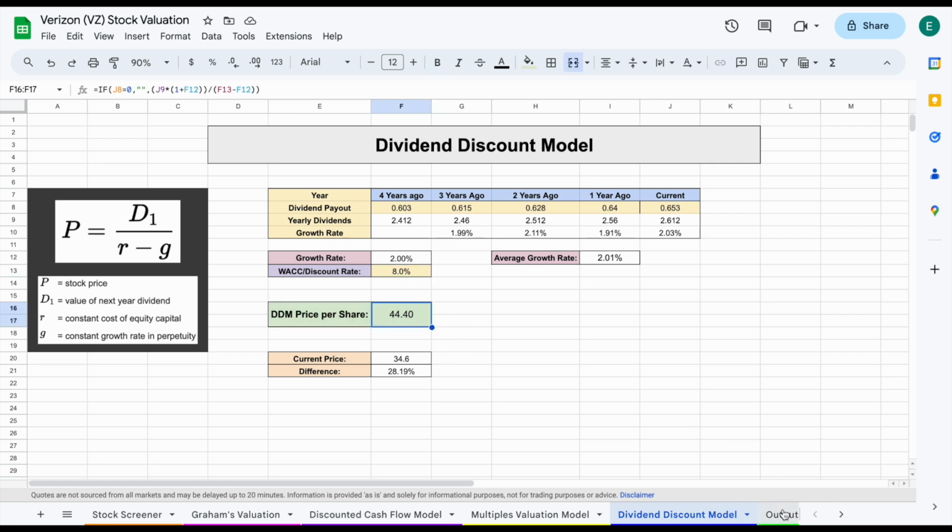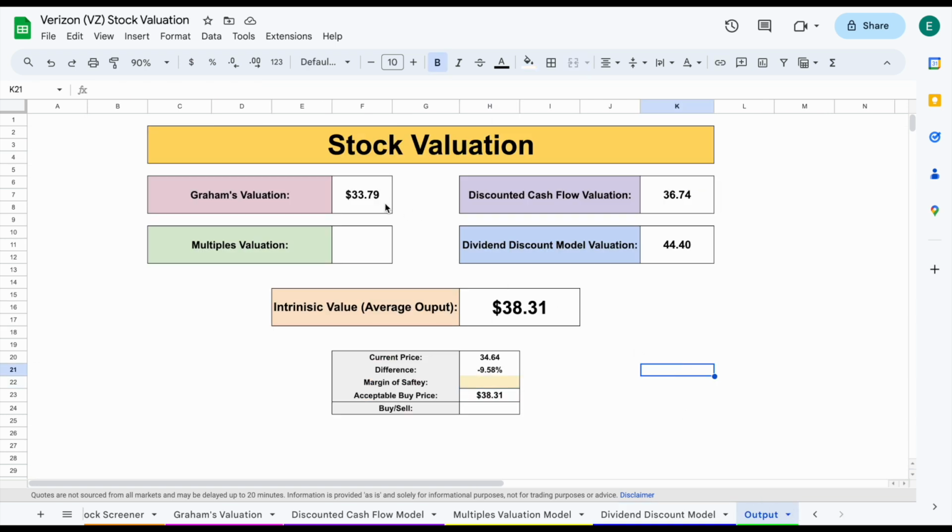So when we jump over to the output tab, we can see the three valuations that we used: Graham's at 33, DCF 36, and dividend discount model at 44.4. So when we average those three together, we come to an intrinsic value of $38.31. With the current trading price sitting at around $34.64, that's a difference of around 9.6%. So with a 10% margin of safety, you can come to an acceptable buy price of around $34.48. And with a 20% margin of safety, acceptable buy price of around $30.65.